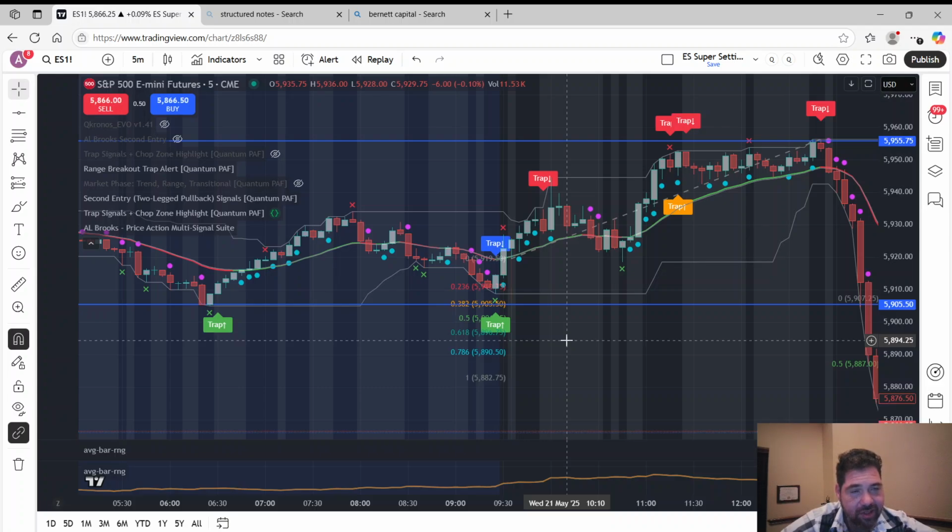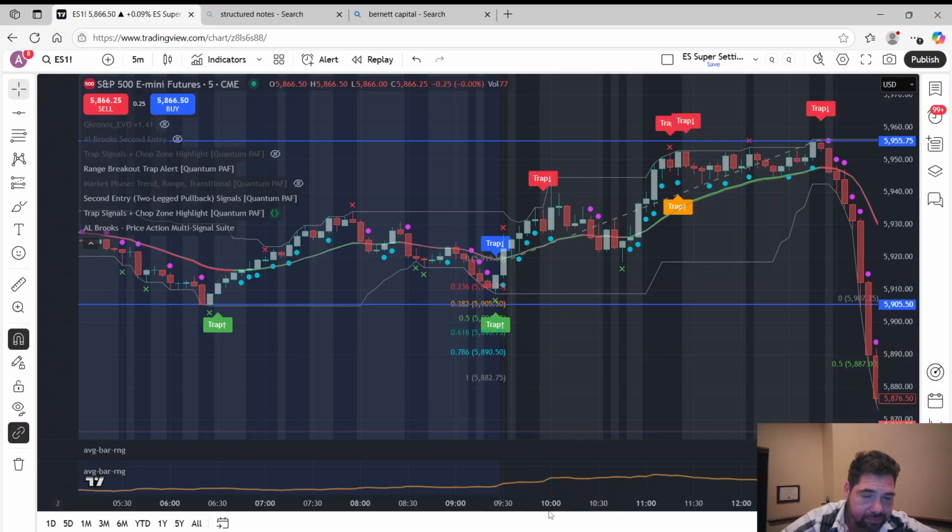So what does that mean? A chop zone means you have a lot of overlapping bars happening. You have a choppy environment. And when you're in a choppy environment and your mindset is that of a trend trader, well, that's a formula for you to lose a lot of money very quickly when the market's not even doing much.